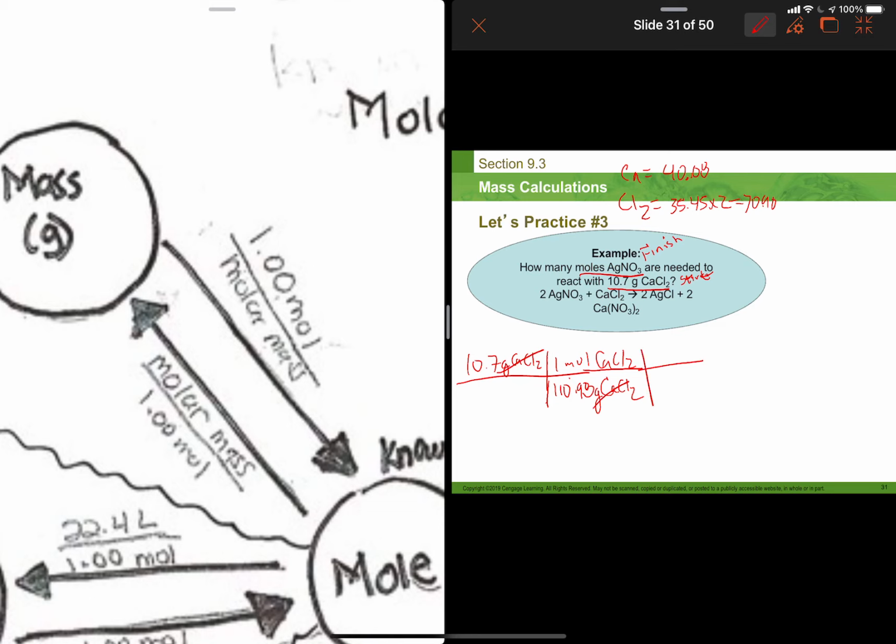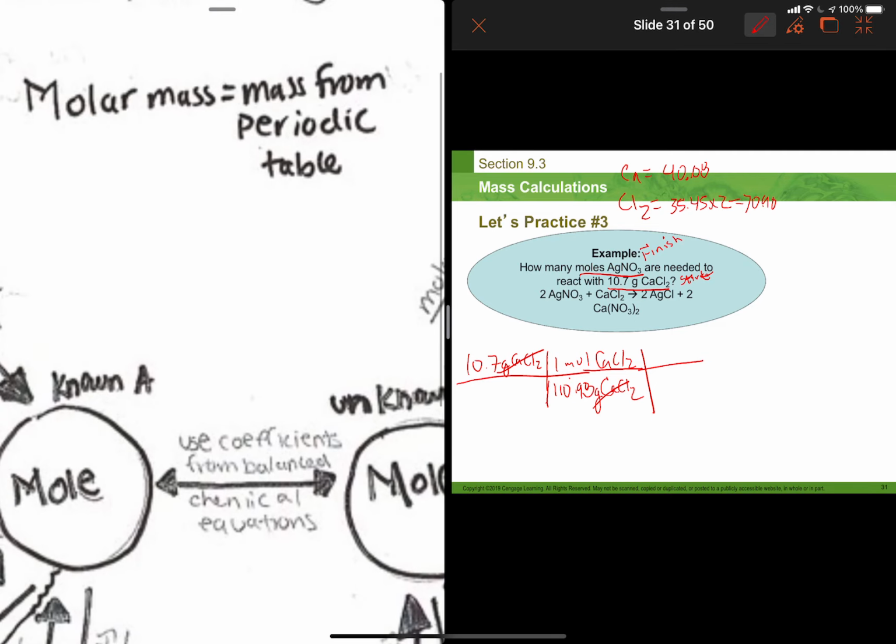So look at the units at the top. We have moles of CaCl2. We don't want moles of CaCl2. We want moles of AgNO3. So here, this is where we can switch the compounds. If you remember, the compound that you start with goes at the bottom, the compound that you want to finish with goes at the top. And now we can use coefficients. So AgNO3 has a coefficient of 2. CaCl2 has a coefficient of 1.